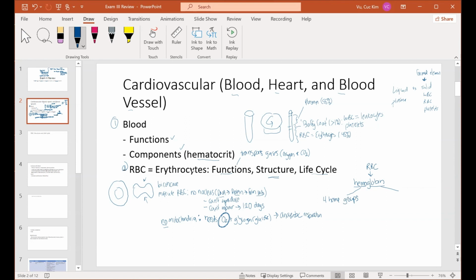Okay, these 4 heme groups have 2 main parts. It's got the heme, the pigment, and it's got iron. Okay, so the heme groups have a pigment and iron. Okay, now it's really the iron that binds to what? What does iron bind to?